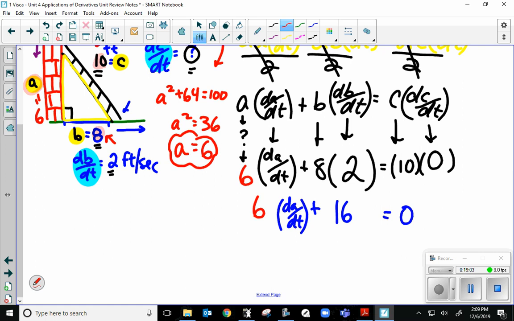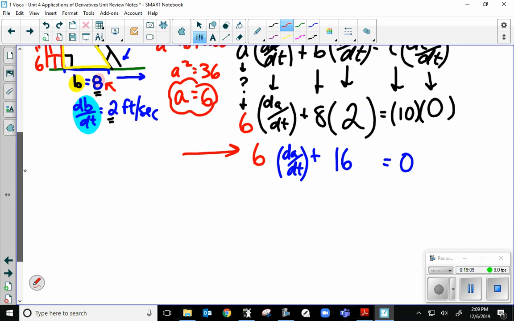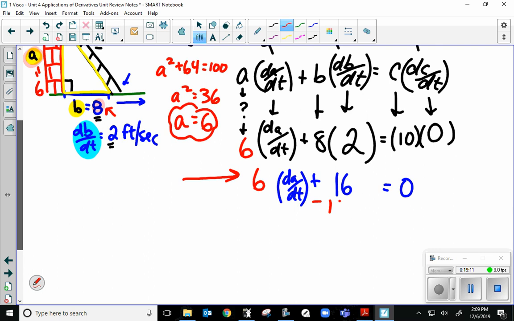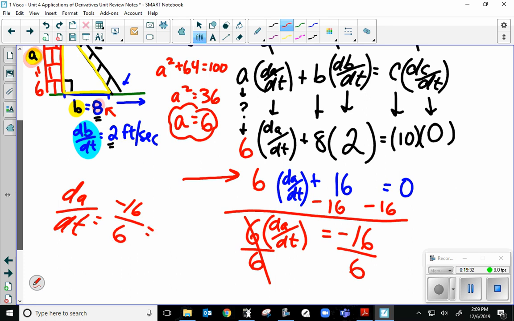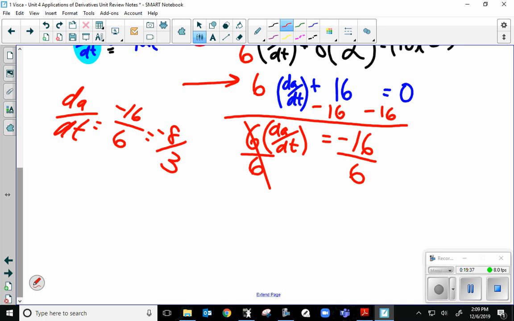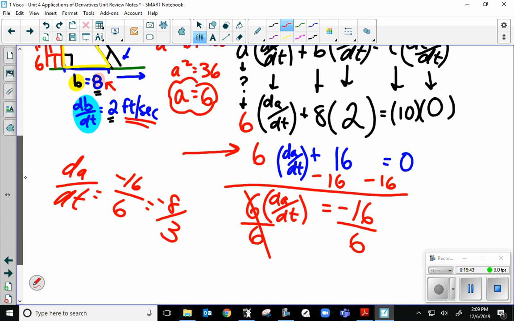All right? So let's continue this. I'm just solving this equation that I have right here. If I subtract 16 from both sides, I got 6 dA. I hate rewriting this every single time, but I'm trying to be a good model here. And I divide by 6, right? So dA/dt equals negative 16 over 6, which reduces to negative 8 thirds. I'm not going to give a mixed number or anything like that. What's my label? It's feet per second.